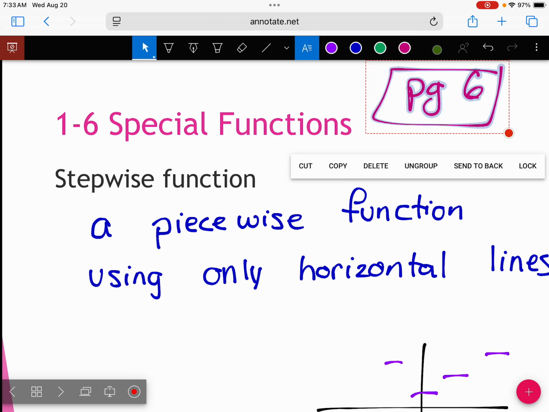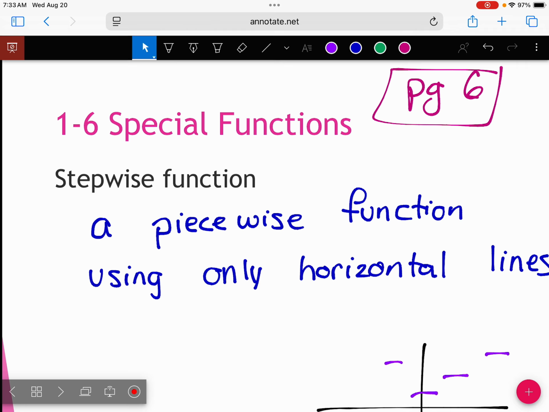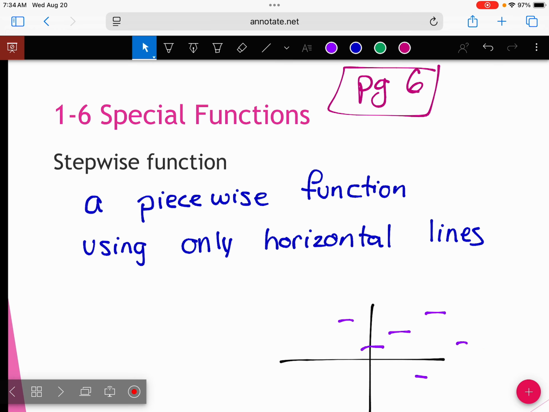So if it kind of looks like a Mario level, we are probably stepwise. Mario does very little ramps, so it's only going to be made of horizontal pieces because it kind of looks like floating stairs. Yeah, we have to do some jumps here, but it's all horizontal lines. So stepwise functions are just made up of horizontal pieces.